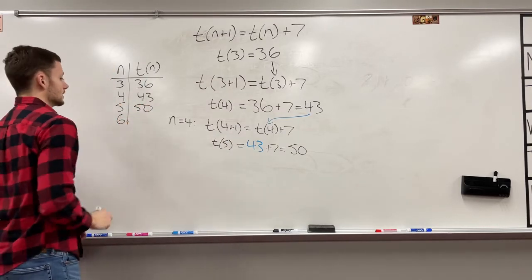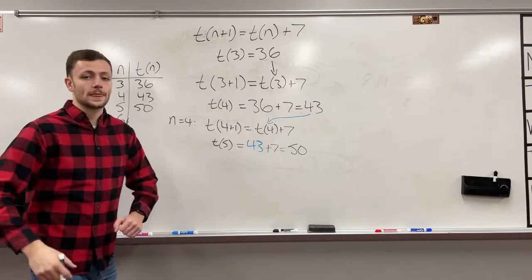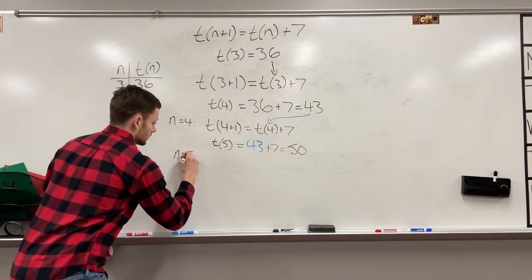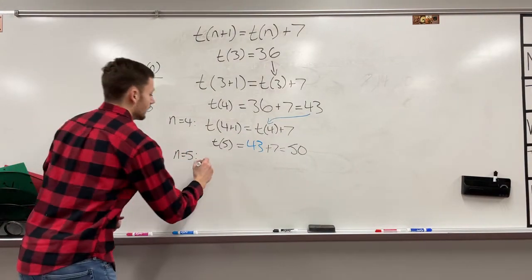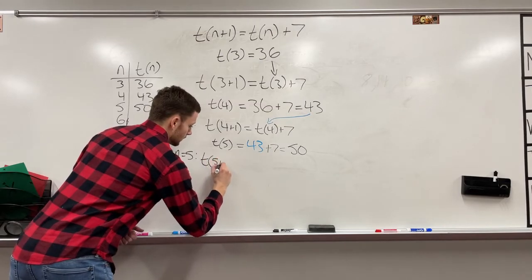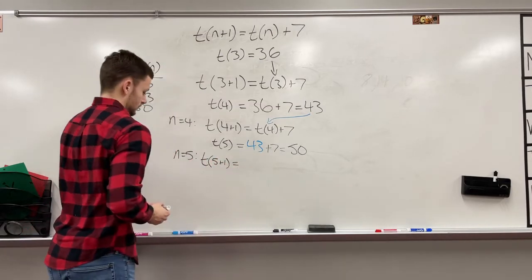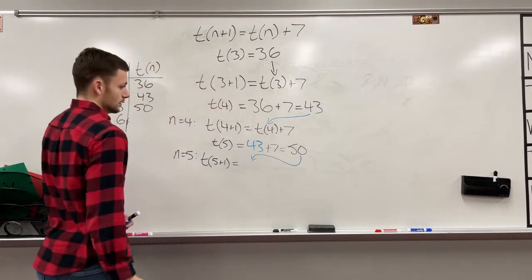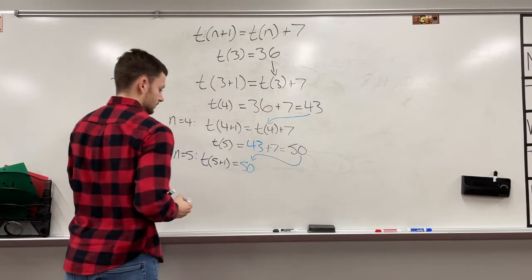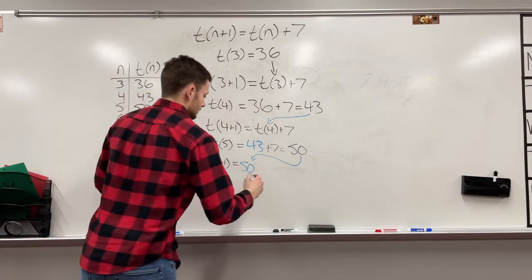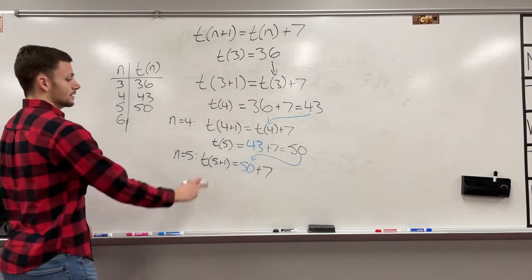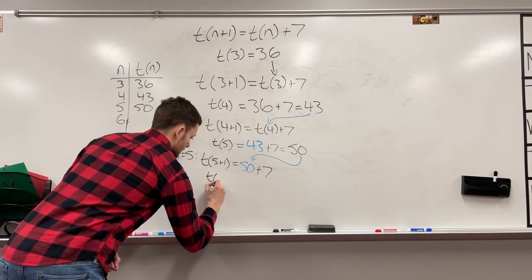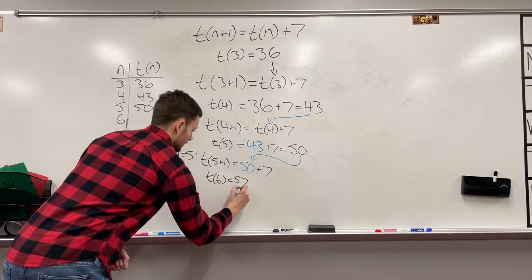So now I want to find my sixth term. So if I want to find my sixth term, then I need n plus 1 to equal 6. So I'm going to do where n equals 5. So if I do n equals 5, t of 5 plus 1 equals 50 plus 7. Because again, I know that t of 5 equals 50. So I plugged 50 in. So t of 6 equals 57.